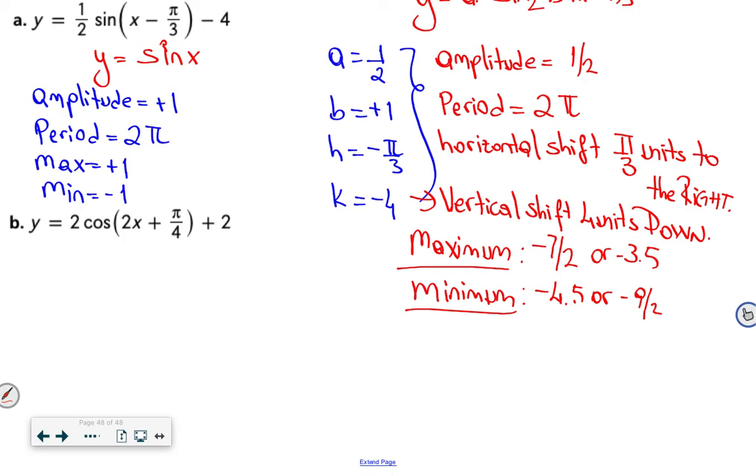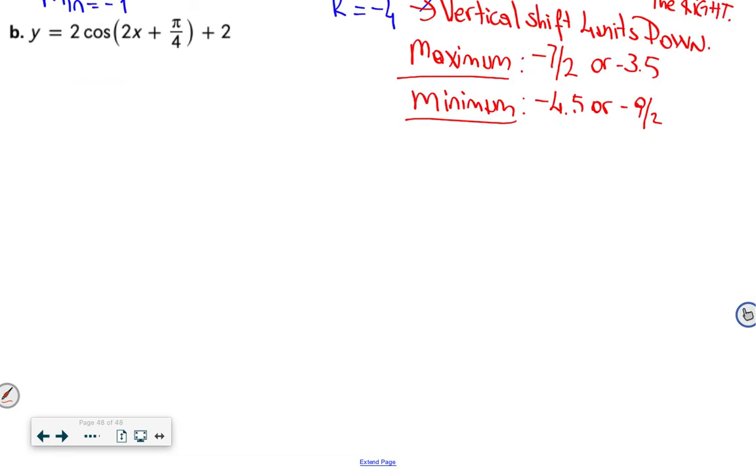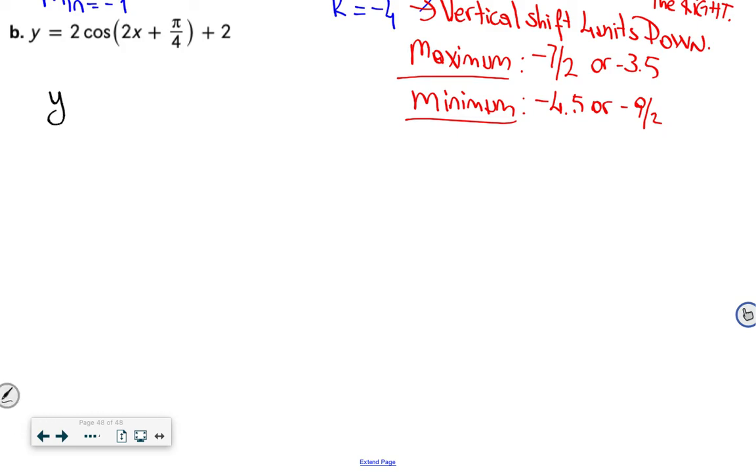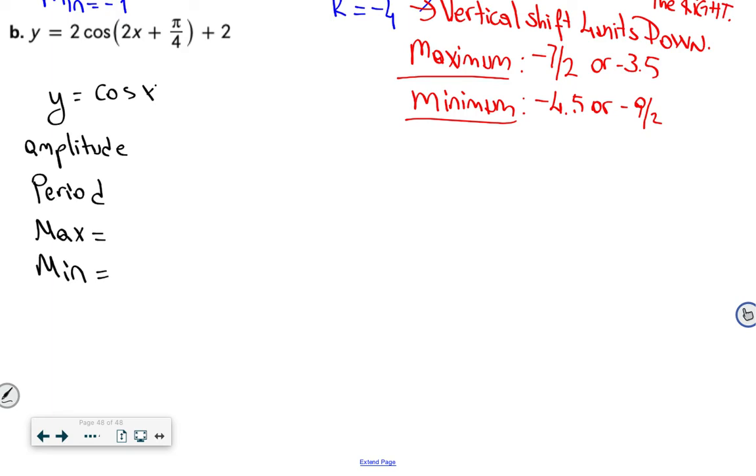Next part, same idea. We are going to first find the parent function. The parent function of this transformed function is cosine, y is cosine x. And what is the amplitude of the original function? Amplitude, period, maximum, and minimum. Amplitude is positive 1, period is 2 pi, maximum is positive 1, minimum is negative 1.